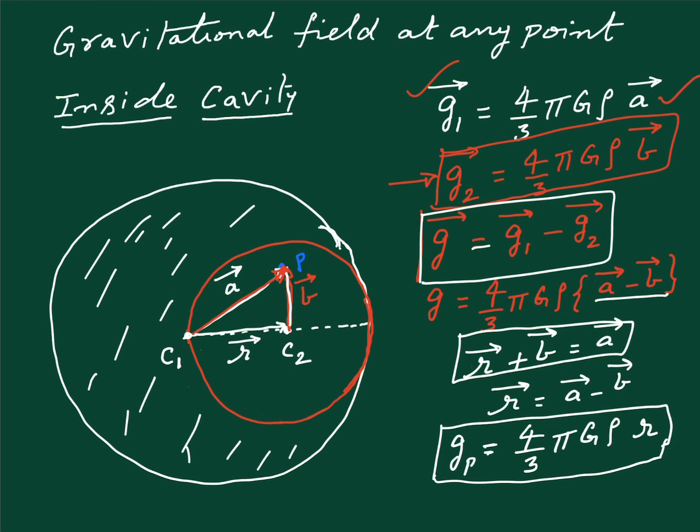4 by 3 pi G rho into r. Here r is the distance between the center of the original sphere and the center of the cavity. That means inside the cavity the gravitational field is constant. It depends on the distance between the centers C1 and C2, that is r. Be careful. So inside the cavity the gravitational field is constant. This is a very important concept.